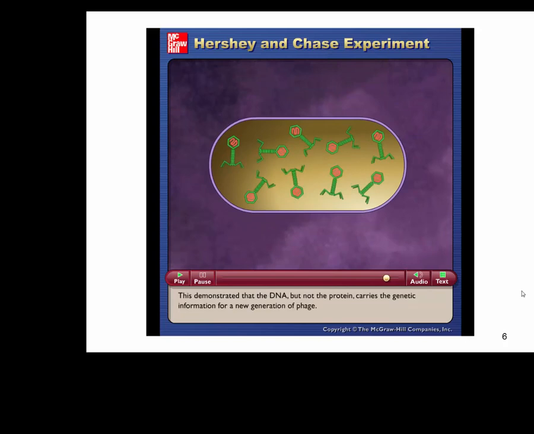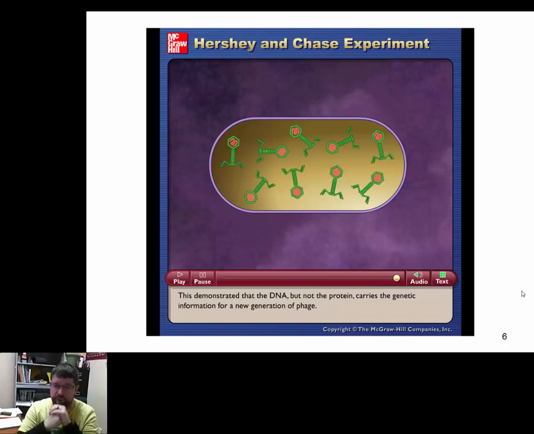This demonstrated that the DNA, but not the protein, carries the genetic information for a new generation of phage. Okay, so there you can see the Hershey-Chase experiment. To us, it might be, well, that's a no-brainer. We know it's DNA. But no one knew it was DNA at the time when they did this experiment.